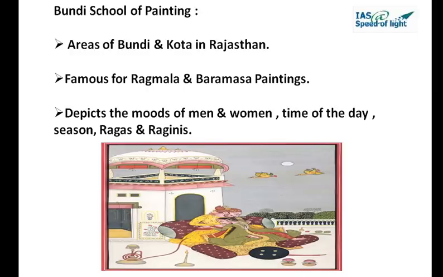The third school of painting in Rajasthan is the Bundi school of painting, and this is the area of Bundi and Kota in Rajasthan. It is famous for Ragmala and Baramasa painting. Ragmala is something in which pictures depict all the ragas and raginis. And Baramasa means it depicts all 12 months in pictures. Like from January to December, they will depict different months. What is the climate there? What is the mood of the person in that month? So Baramasa means 12 months painting.